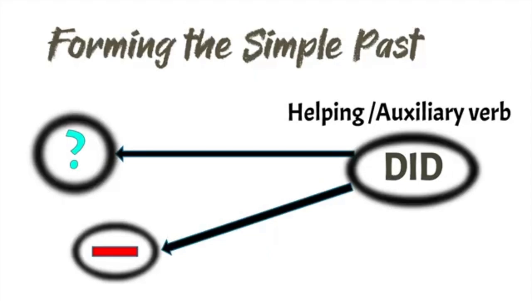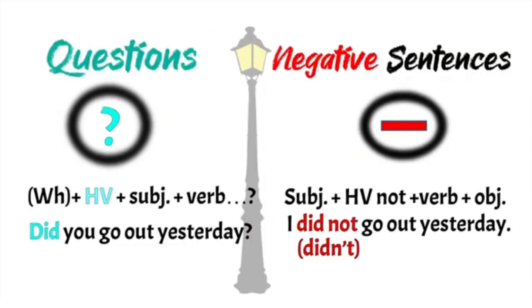So, how do we form the simple past? First of all, we need a helping or auxiliary verb. In this case, we chose did. We use did for questions and for negative sentences. So let's look at questions first.